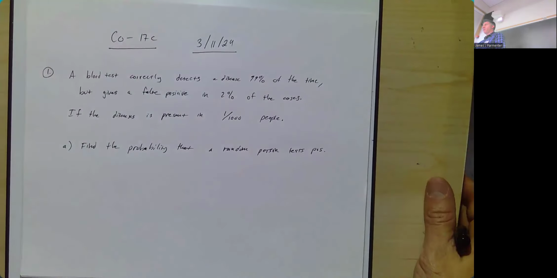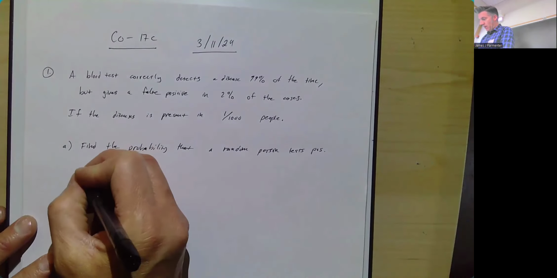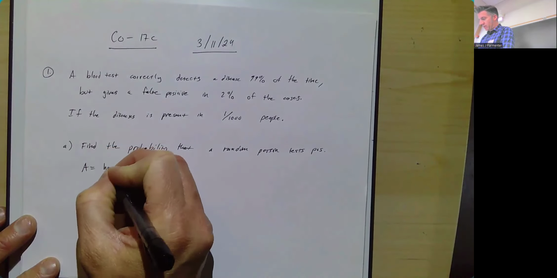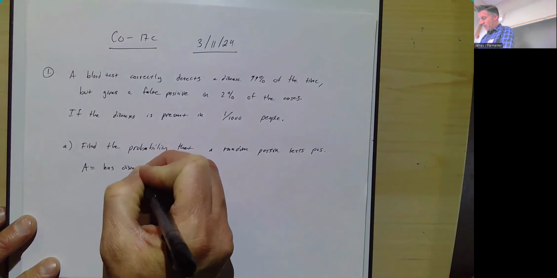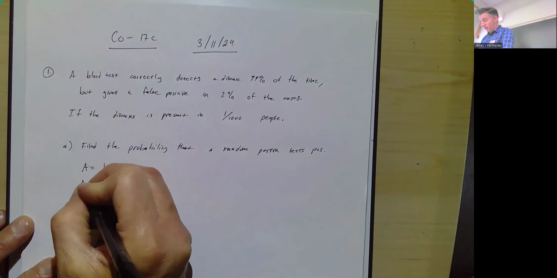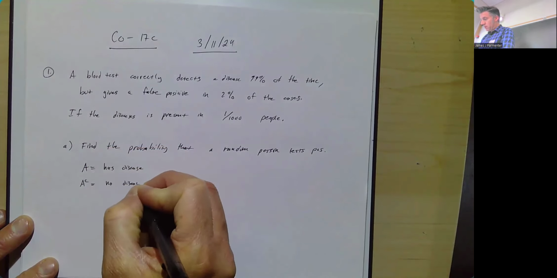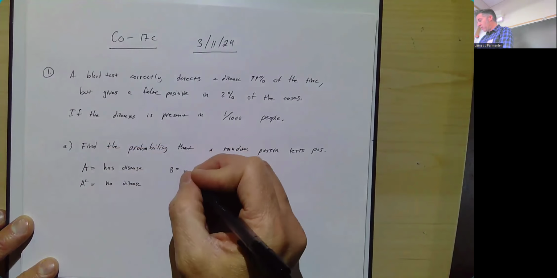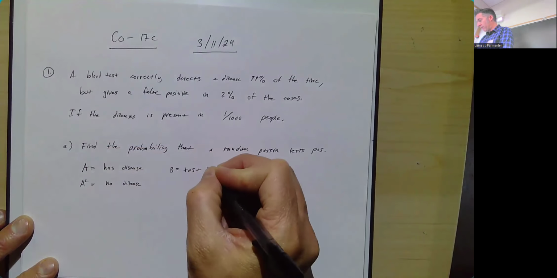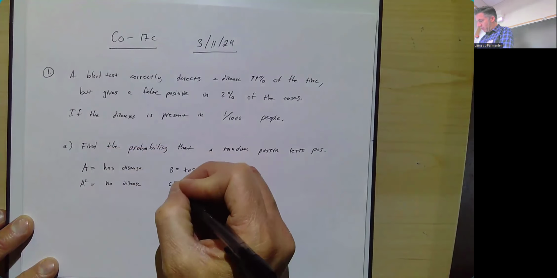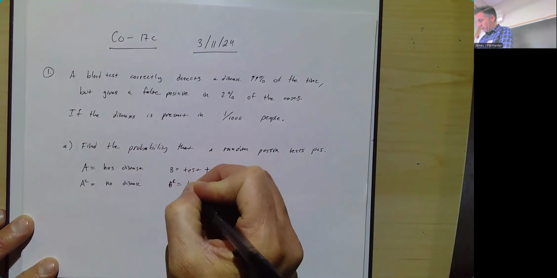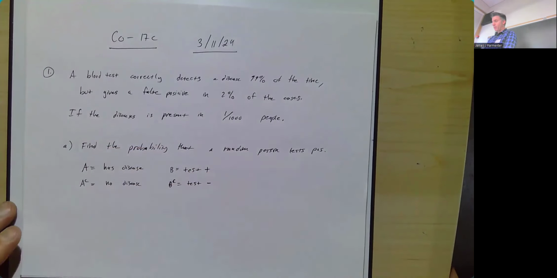I will state the formula, but I really encourage you to do a problem like this using a tree. So here's what we're going to say. We're going to say that A is the event of having the disease. I don't think you even really need to write down what A complement is, but A complement does not have the disease. And then B is going to be the event of testing positive, and B complement is going to be testing negative.